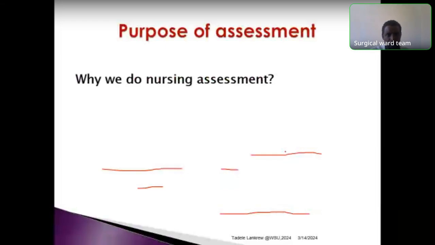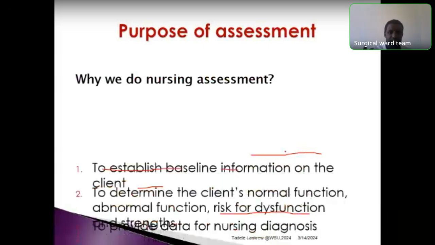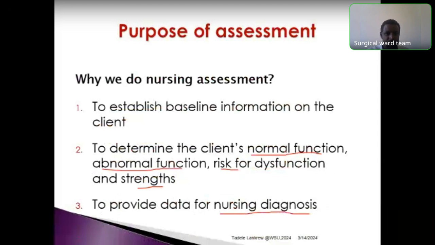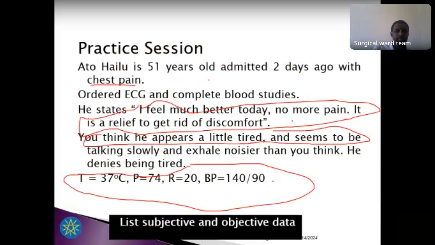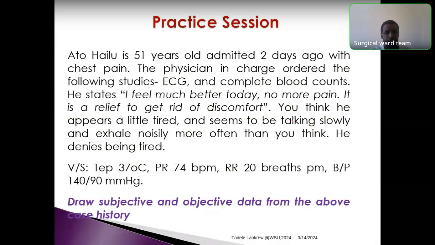The purpose of assessment: why do we do nursing assessment? The first is to establish baseline information on the client. The second is to determine the client's normal function, abnormal function, risk for dysfunction, or strengths. The third is to provide data for the nursing diagnosis; it helps to formulate the nursing diagnosis. Here the first circle is subjective data and this one is objective data. You can read and do this practical.